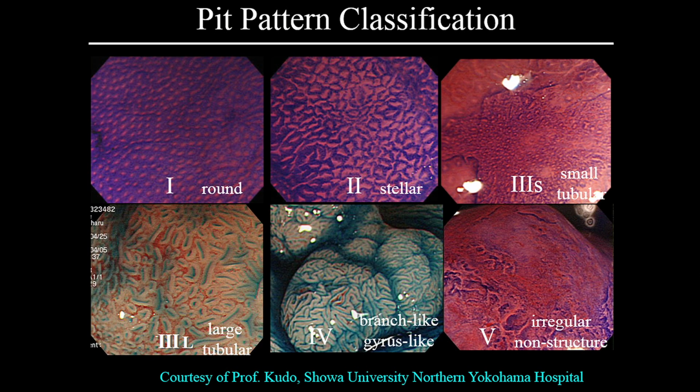As everybody knows, the pit pattern classification developed by Professor Kudo is very powerful to estimate the depth of tumor invasion. Most benign tubular adenomas look type 3L, and most cancerous lesions are classified as type 5I. In case of a slightly irregular type 5I pit pattern, it tends to be mucosal cancer. But in case of a non-structured type 5 pit pattern, it usually suggests deep submucosal invasion.